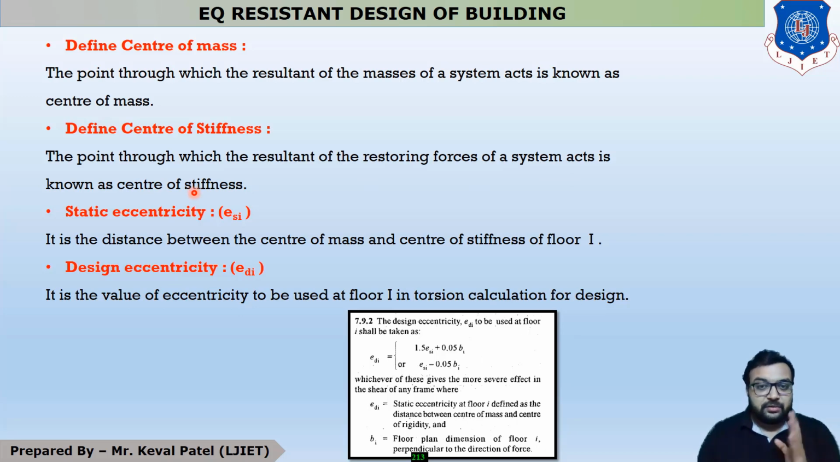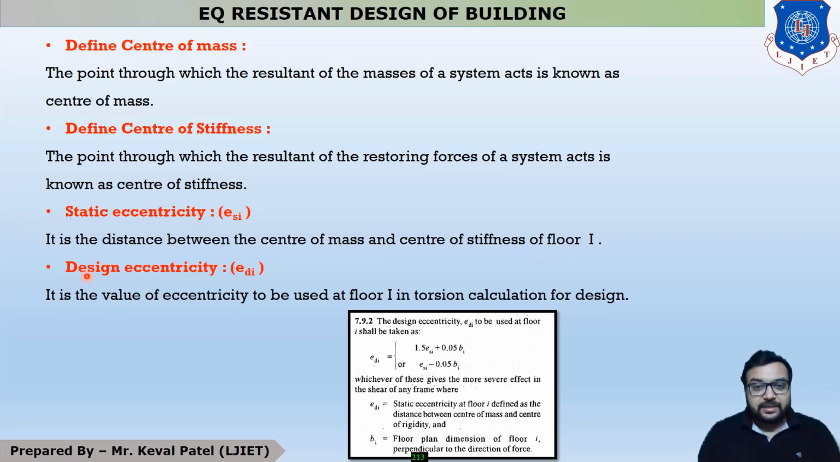It is already discussed that your center of mass and center of stiffness are at the same point. If they are not at the same point, then some moments are generated on this system, and this distance between center of mass and center of stiffness is called eccentricity, which is denoted by E. The next definition is static eccentricity. It is the distance between center of mass and center of stiffness of floor i, meaning at the respective floors.